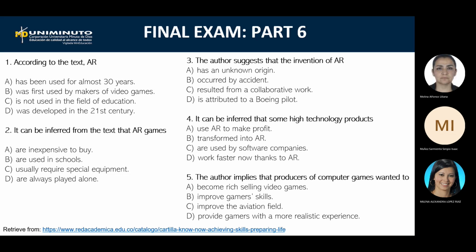So you guys, in this part number 6, you see this is about the inferential test, okay? Here the questions change totally. The type of questions here are: according to the text, it can be inferred, the author implies, the author suggests. You have to infer, okay? What is the author's opinion, attitude? So you see the difference between part number 5 and part number 6.